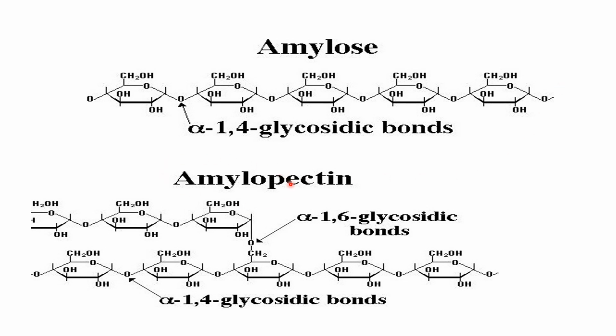But in amylopectin, this happens. That is, 1,4 linkages happen. First carbon atom with the fourth carbon atom. So the OH group of the first carbon atom and the OH group of the fourth carbon atom undergo linkage.